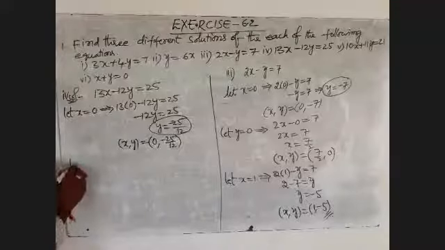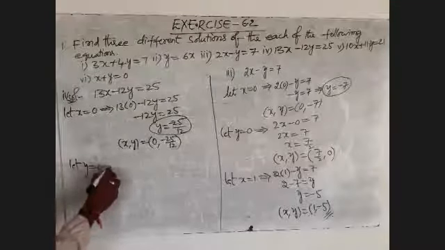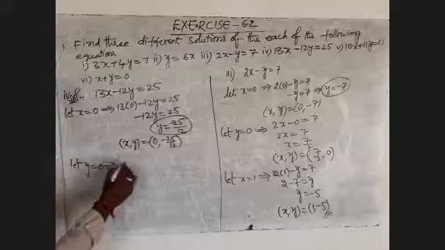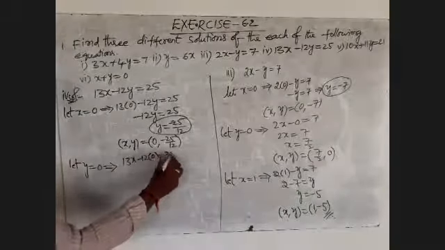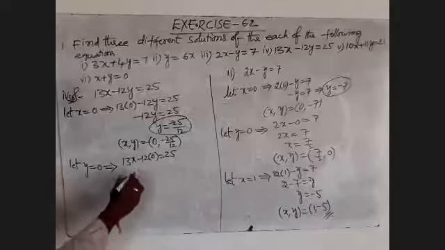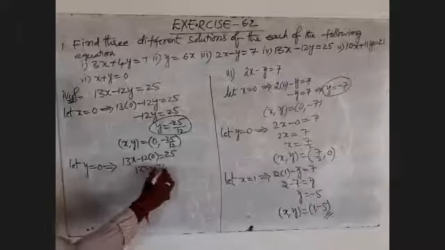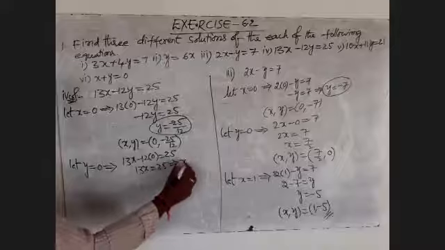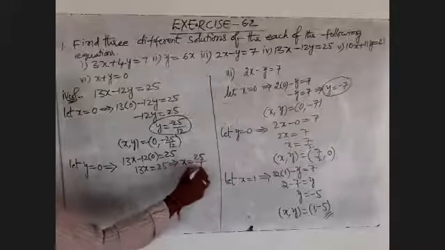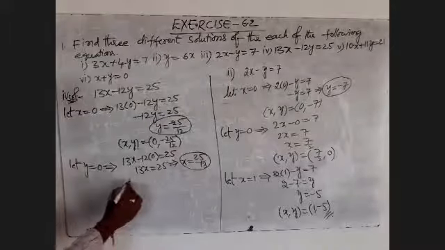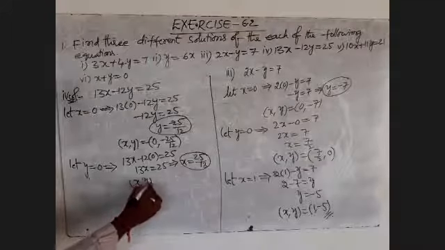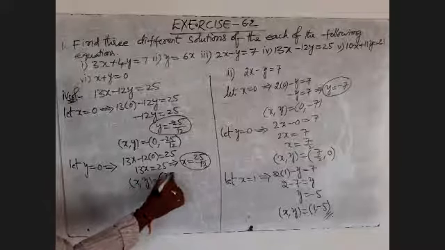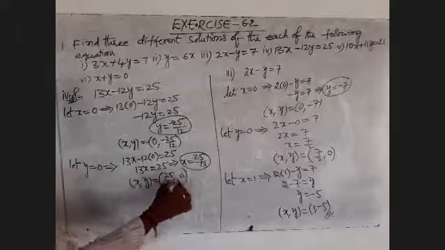After that, let y is equal to 0. Here we write 13x minus 12 into 0 is 25. 0 into any value is 0, so 13x is equal to 25. Remaining, x is equal to 25 by 13. That is the solution (x, y) is (25/13, 0).